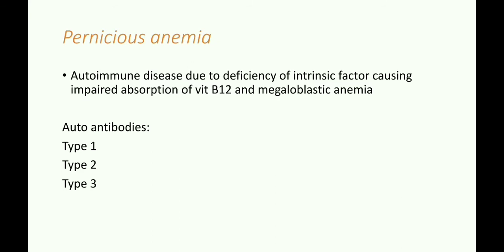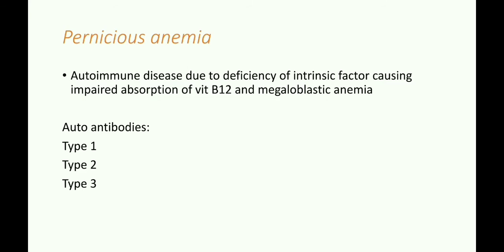This binding to the ileal receptors is inhibited by type 2 autoantibodies, and type 3 autoantibodies are produced against the parietal cell, so that there is a decrease in the secretion of intrinsic factor. So all these three autoantibodies, you can get any one of them in pernicious anemia, and the most specific one which you get is type 1 autoantibody.